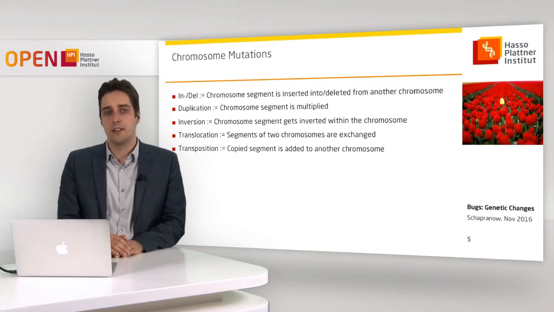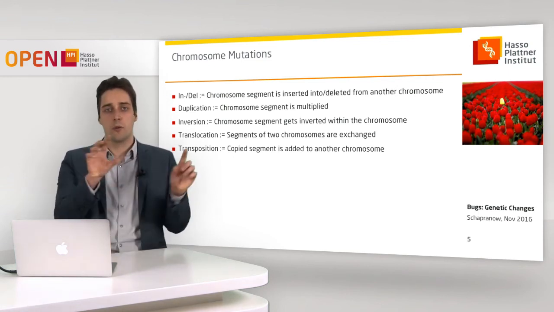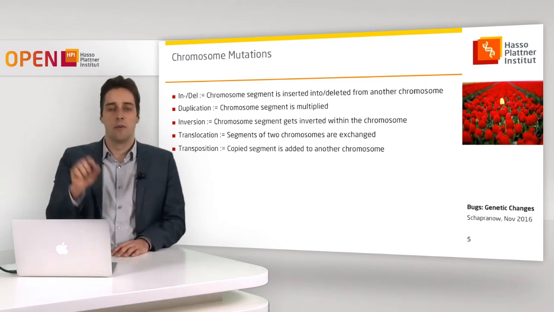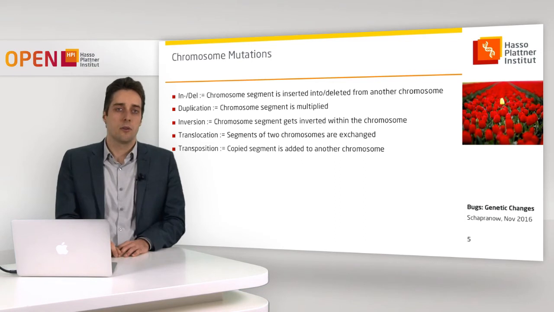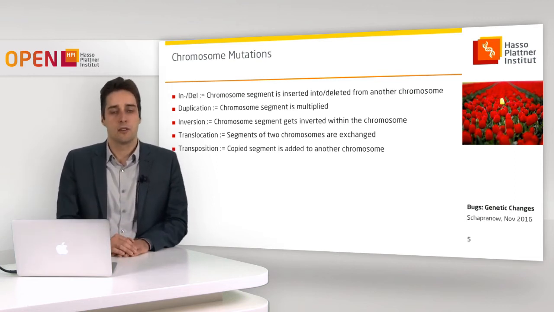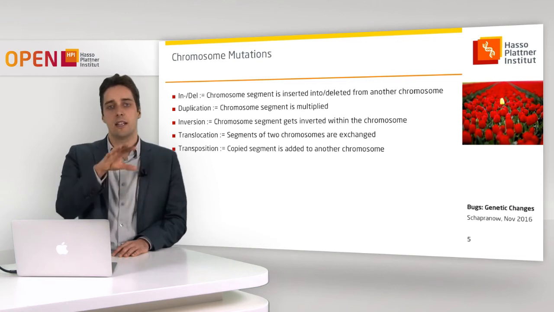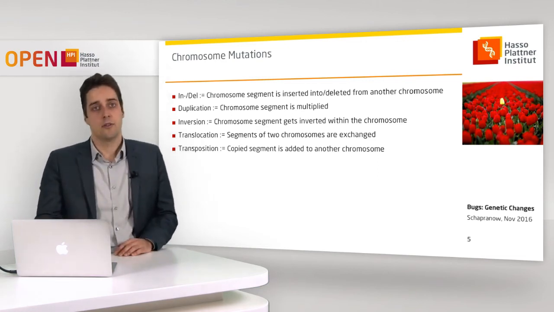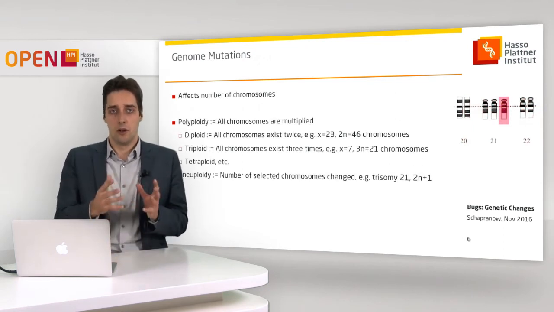You have translocations. That means certain regions from one chromosome are exchanged with another chromosome. That means you can see that certain parts of a chromosome A are moved to chromosome B and vice versa. You have transpositions where segments are added to other chromosomes and so on. And you see it's just the next level. You have the gene level, now you have the chromosome level, and last but not least you have also the genome level on the whole genome.